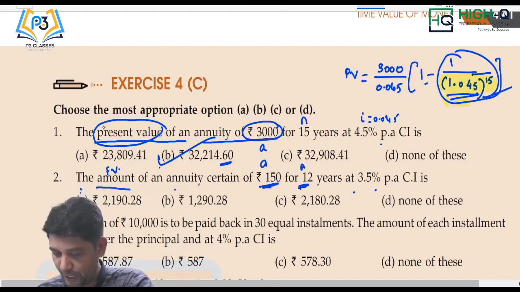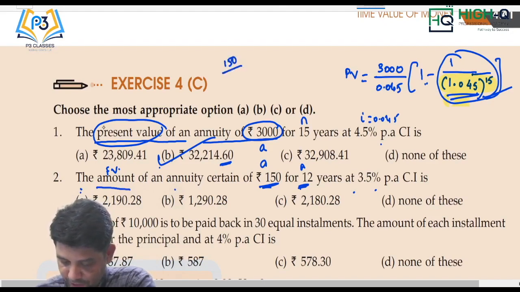So in one line, what are you going to do, my dear? A by I, 150 divided by I, 0.035, into 1.035 whole power N.